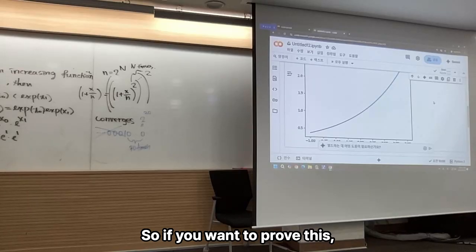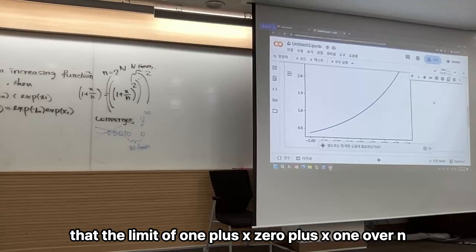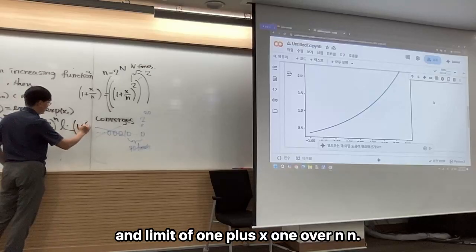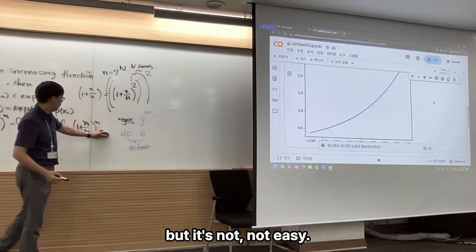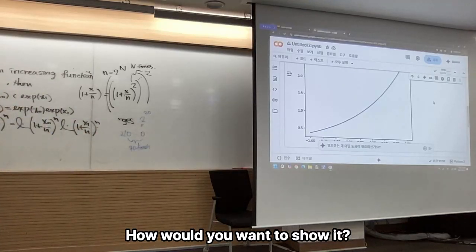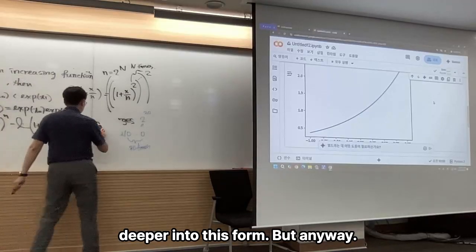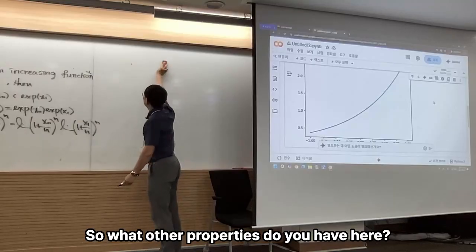So if you want to prove this, you have to go back to the definition of the exponential function, and you have to show that the limit of (1 plus (x0 plus x1) over n) to the n equals the limit of (1 plus x0 over n) to the n times the limit of (1 plus x1 over n) to the n. So it's not easy. How would you want to show it? I'm not going to go deeper into this. But anyway, what other properties do you have here?